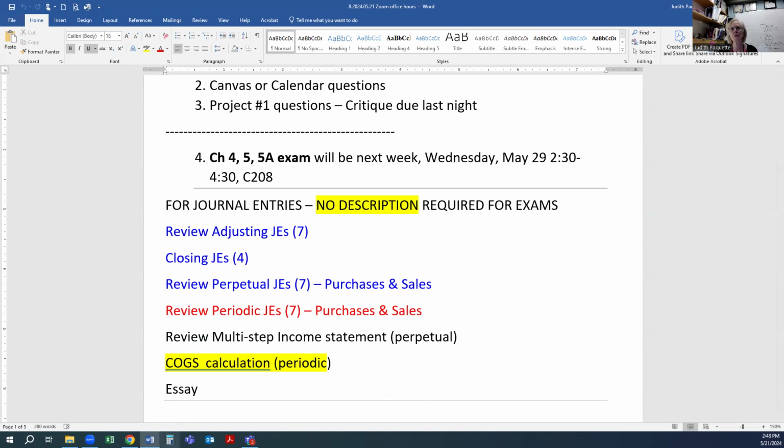I want you to be really comfortable with, if you increase an expense account, you debit it. If you increase cash, you debit it, all of those things. So these we've already talked about. And then these journal entries.